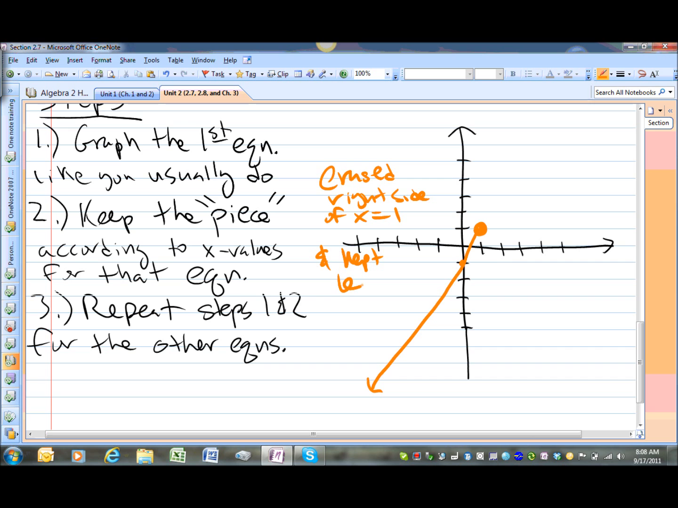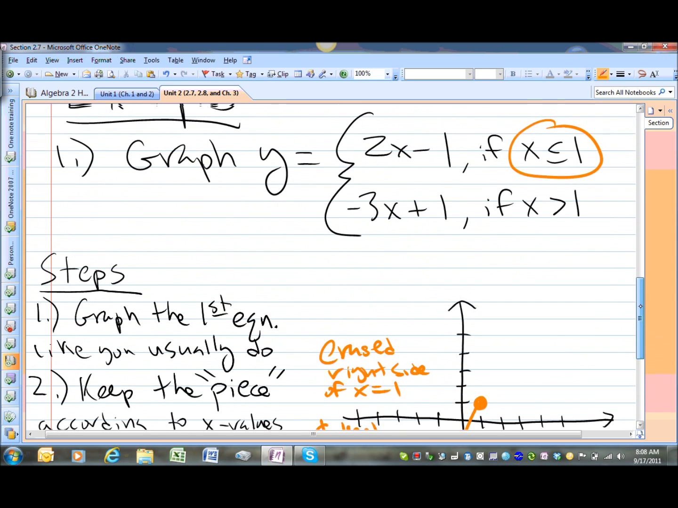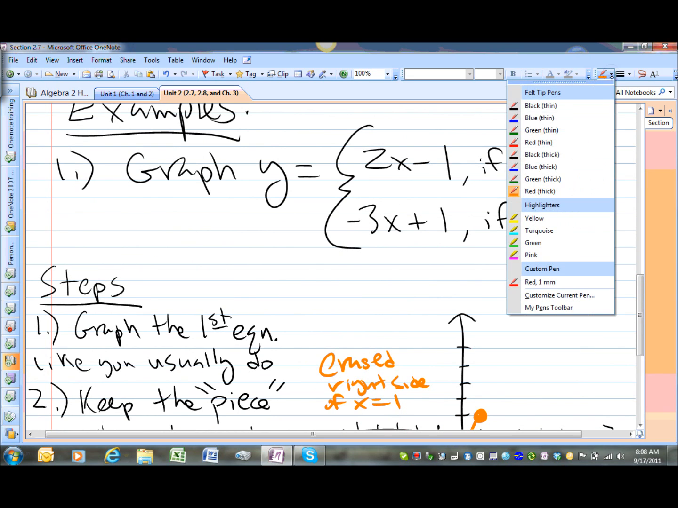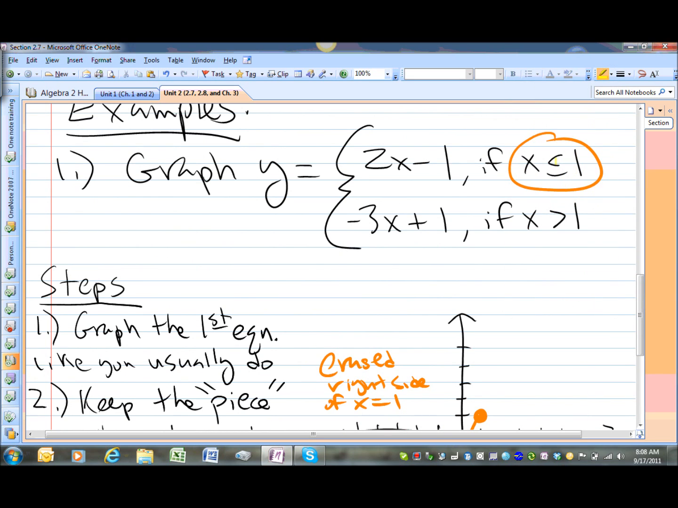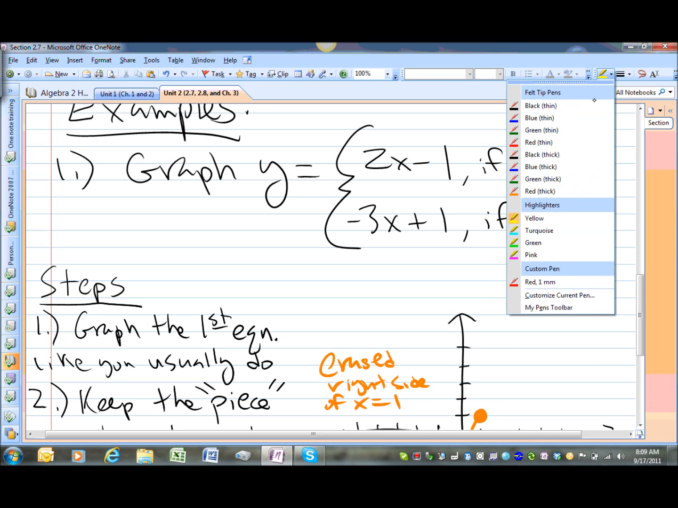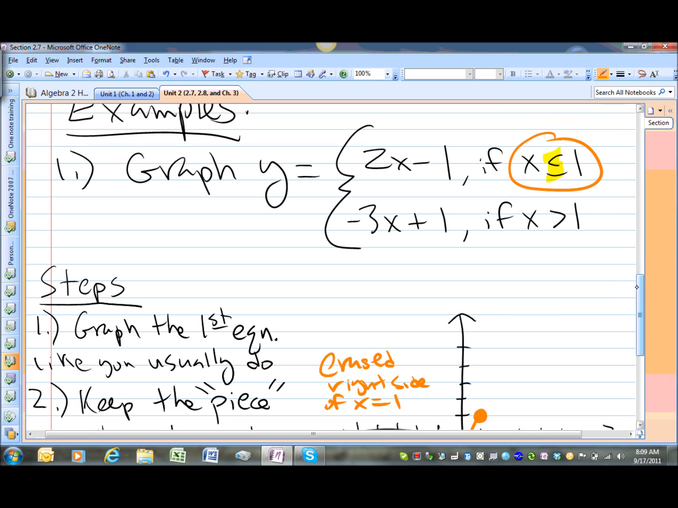and kept left side. Why did I keep the left side? Because it was less than 1. Remember, x is a horizontal coordinate, so it's all a matter of left or right. Less, I need the left side. Greater, I need the right side.